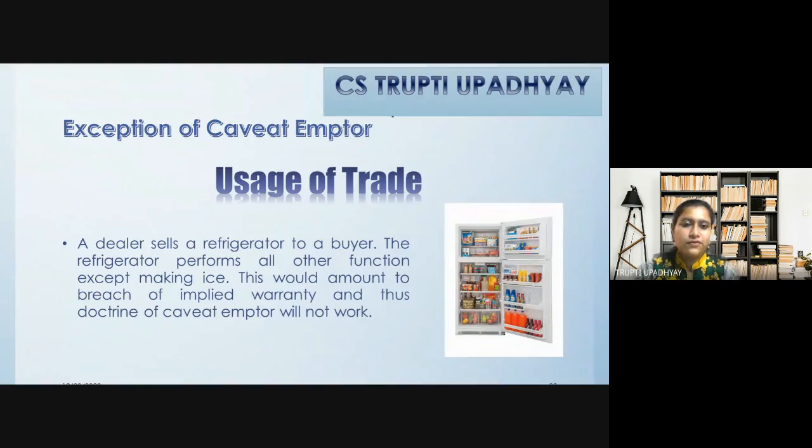Here, in the case of a refrigerator, a dealer was selling a refrigerator to the buyer. The refrigerator could perform all the functions except making ice. And obviously, we know that one of the important functions of a refrigerator is to make ice. And the machine was not able to do so. So this amounts to a breach of warranty as to usage of trade, and the doctrine of caveat emptor shall not be applicable. The buyer can reject those goods.